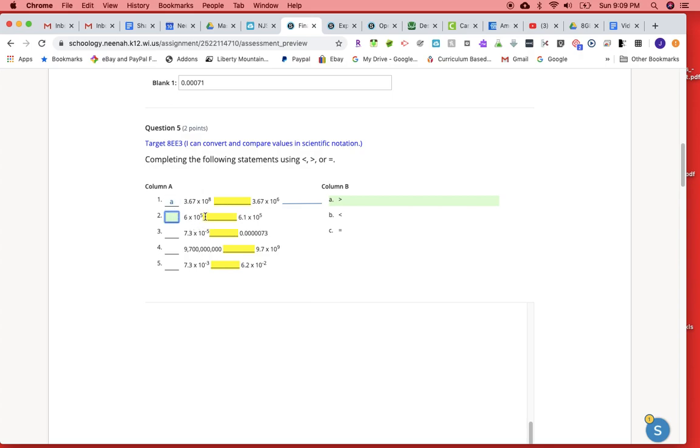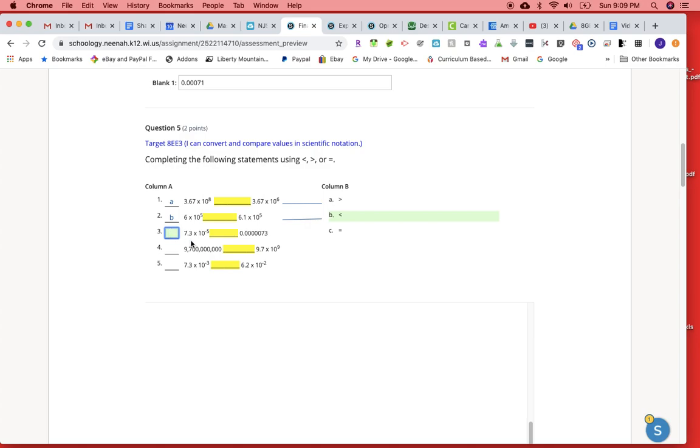Next one, 6 times 10 to the 5th is greater than, less than, or equal to 6.1 times 10 to the 5th. Okay, we look at our exponents, they're the same. Then we look at our coefficients. We have a 6 and a 6.1. Which one's bigger? 6.1. It's only 1/10 bigger, but that's enough. So 6 times 10 to the 5th is less than, so that's going to be B, 6.1 times 10 to the 5th.